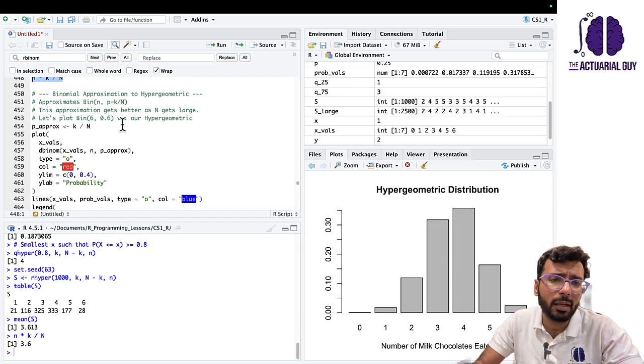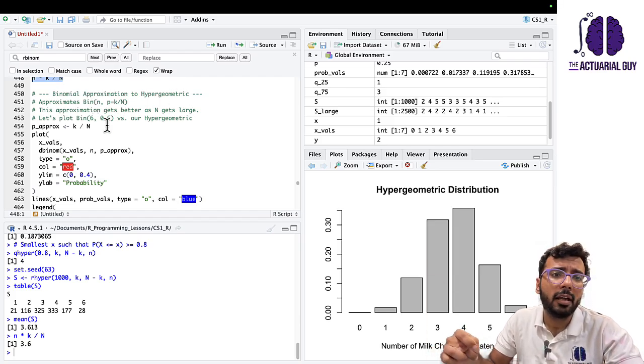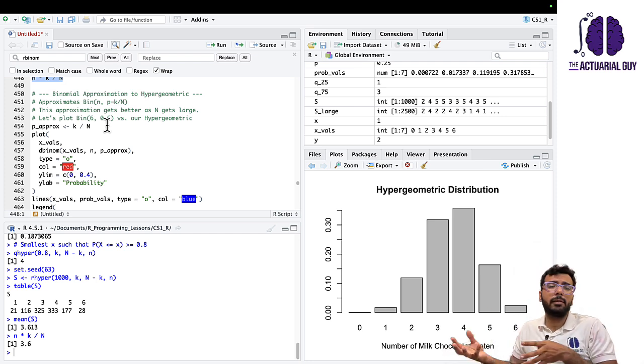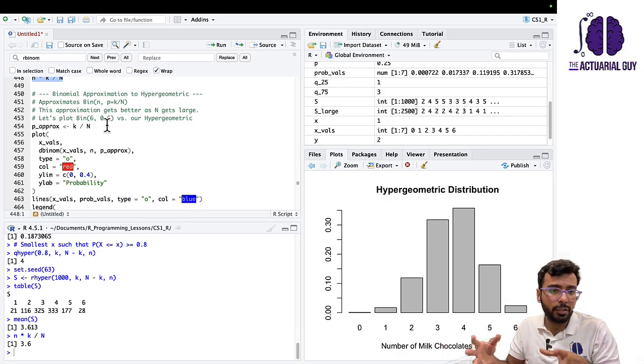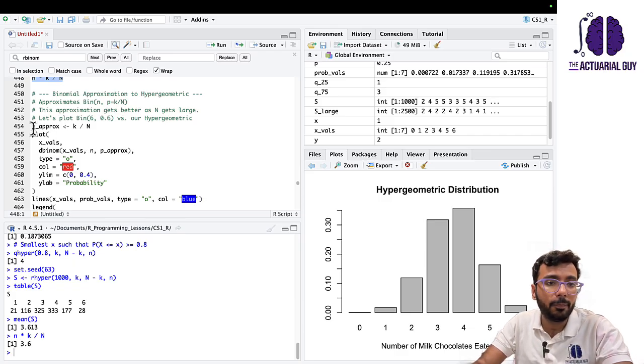Now next, you can approximate a hypergeometric distribution through a binomial distribution, because the hypergeometric is the same as binomial. The only difference is that in binomial, the population does not change. Each trial is independent. But in hypergeometric, the trial itself changes because of what you've drawn, or what the outcome of the previous trial is.